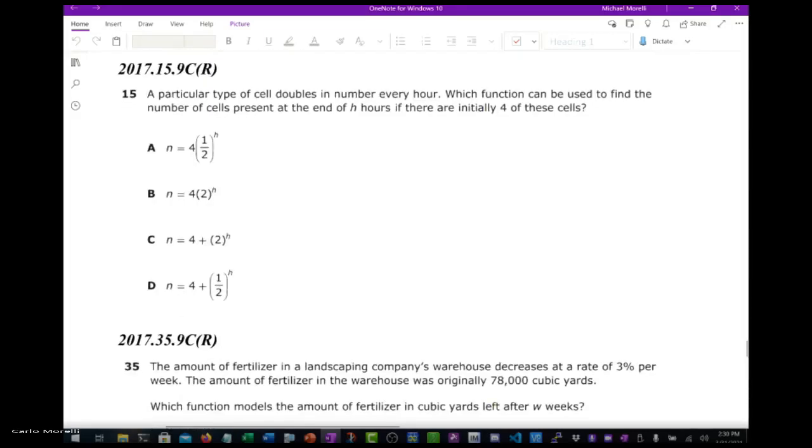And here we are. Remember, double means 2. Tell me what the y-intercept is. 4. Starting value is 4. It's doubling. So what does double mean? Alex, look up here. What does double mean? Look at A and B. Which one means double?